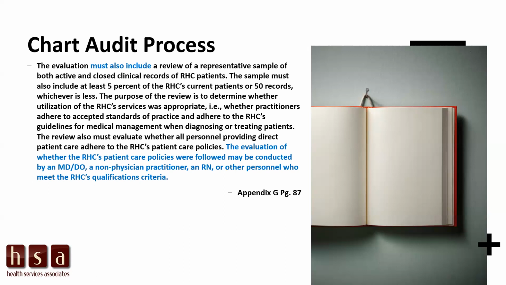And then the evaluation, where followed, may be conducted by a physician. That is allowable because they are able to see the oversight of the record. But this is where we get that allowance to have someone else do that administrative review: a non-physician practitioner, an RN, or other. There's a lot of space within that word other. Personnel who meet the RHC's qualifications criteria.